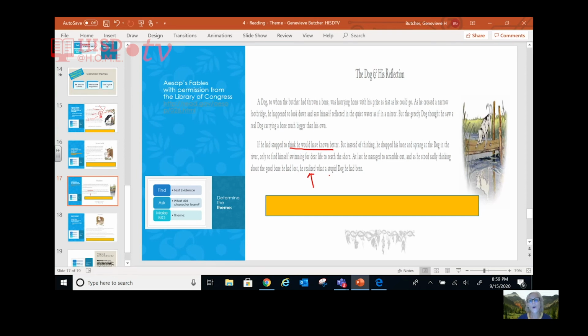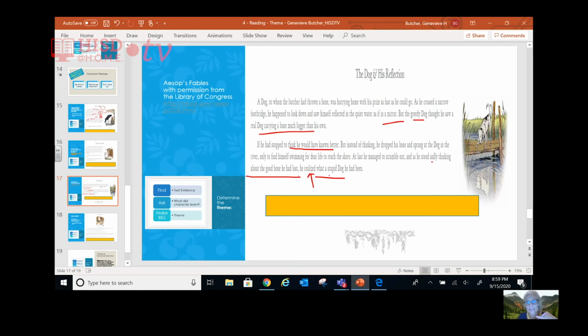But he should have known better, that it was a mirror, that he was greedy, that there was a dog carrying a bone much bigger than his own. And he lost it. So I'm thinking, what did the character learn? He realized what a stupid dog he'd been because he stood sadly thinking about the good bone he'd lost because he was greedy.